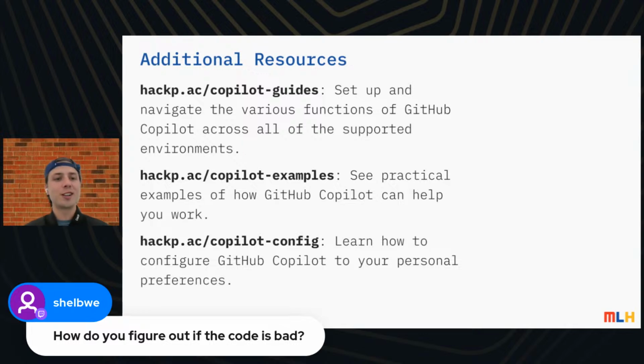This is a good question. Shelbui says, how do you figure out if the code is bad? That's so true. You need to be checking these codes that the AI is making. Read them yourself. Make sure that they make sense to you. Don't just trust that the AI knows what you want it to do. And also, of course, running the code and testing it out and seeing if it actually produces the result you anticipate is good too.